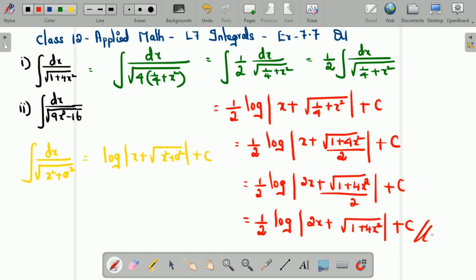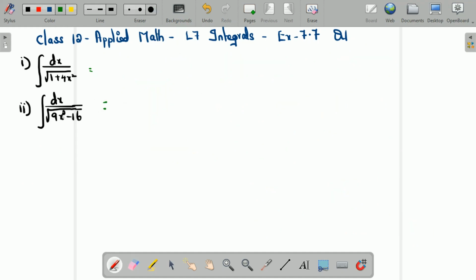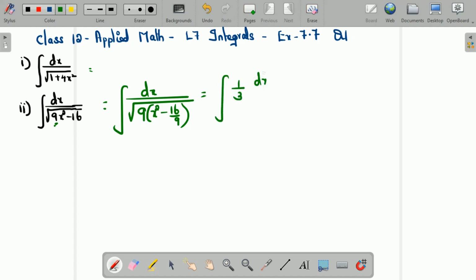Now let's take up the second subdivision in this question. In the second subdivision, first I'm going to take this 9 outside this x square coefficient. So this will become integral dx divided by root of 9 into x square minus 16 by 9. Next step, I'm going to take the 9 outside the root. So this will become 1 by 3 dx divided by root of x squared minus 16 by 9.